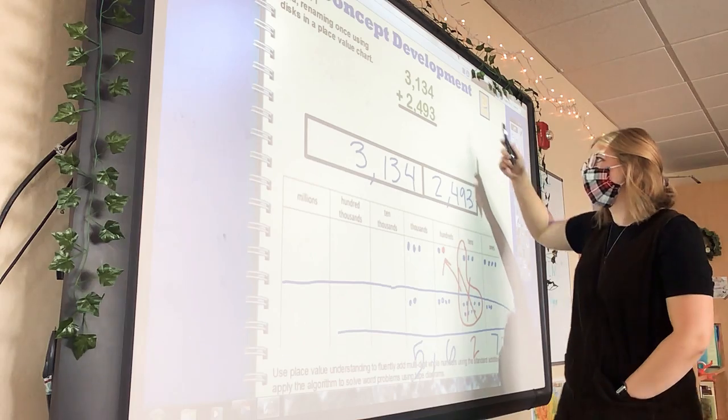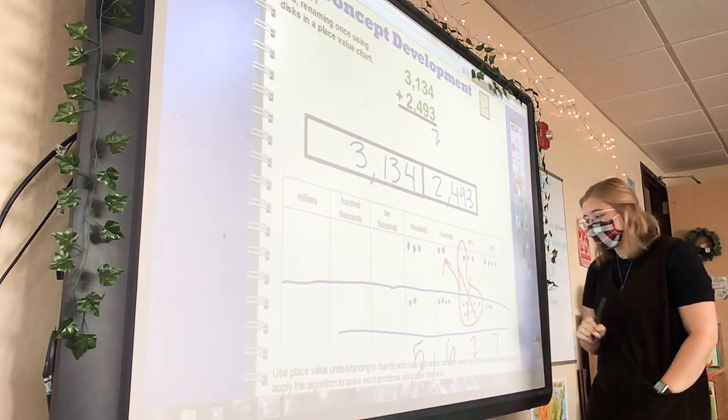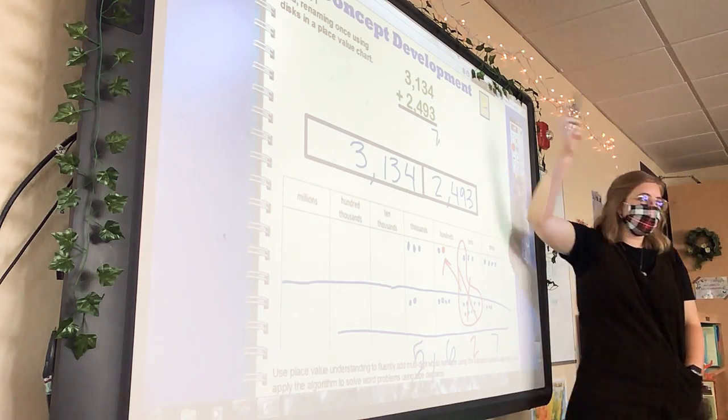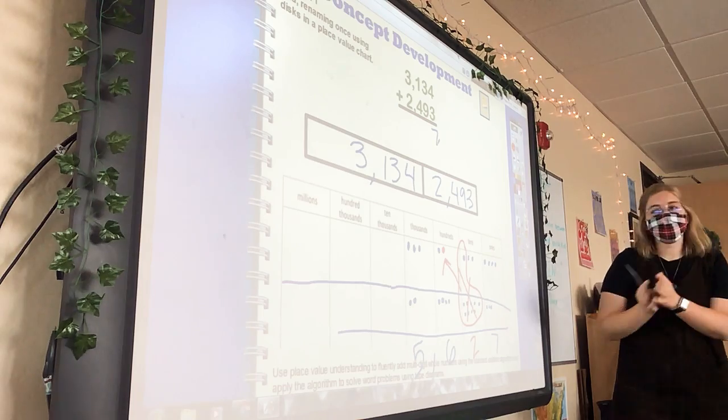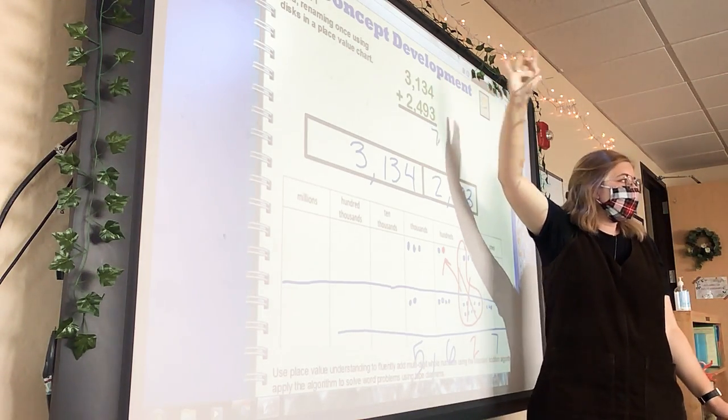So then on the place value chart, I have 4 plus 3, which is exactly what I did right here, right? 4 plus 3, 4 plus 3. Do you guys see how they're the same? Yes. And I'm starting on the right side over here, right? You guys see that? Yeah.